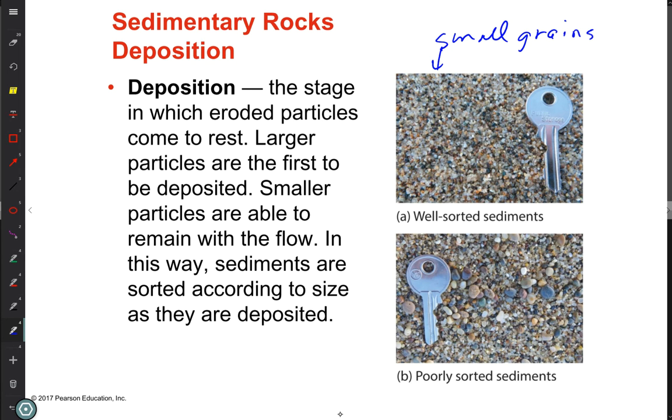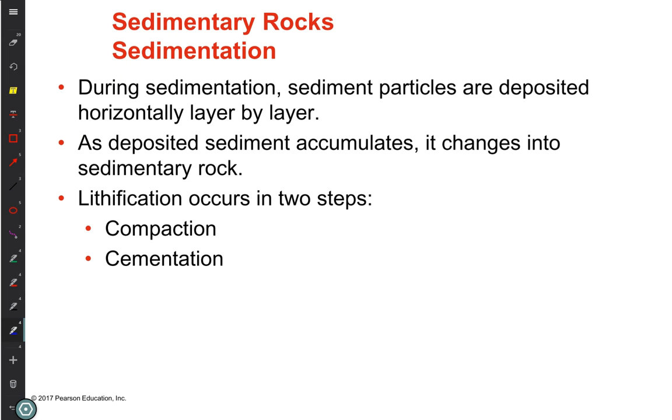This one here is poorly sorted because you can see it has some much bigger grains compared to other sizes. So sorting is something that tells you about speed of water if it's in an alluvial setting.